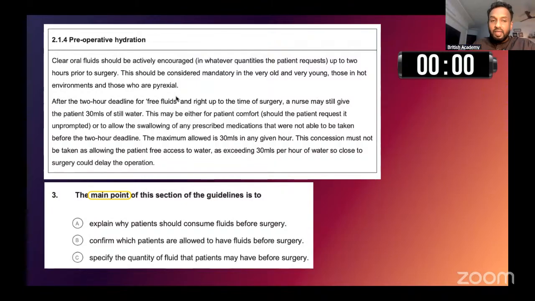Now, what does my second paragraph tell me? What is the main idea? Okay, before I tell you the answer, I want people to tell me what the answer is. Let me see how many of you have commented and what your answer is. Perfect. Okay, wonderful. See, explain why patient should consume fluid before surgery. Where does it say? Some people have selected A. Where does it say?